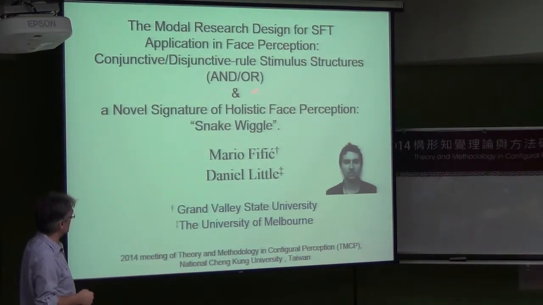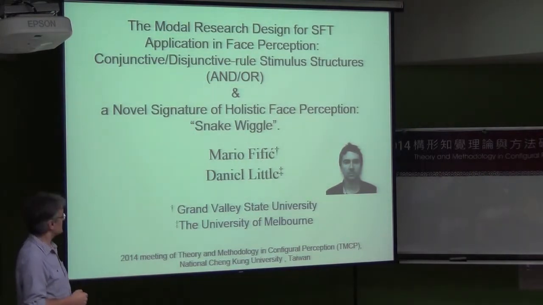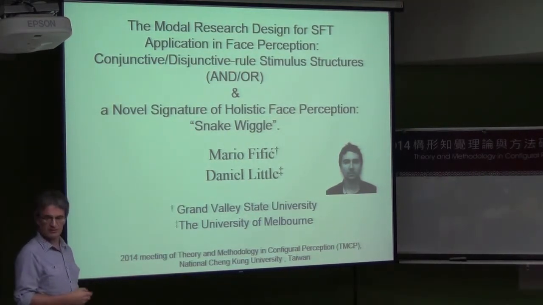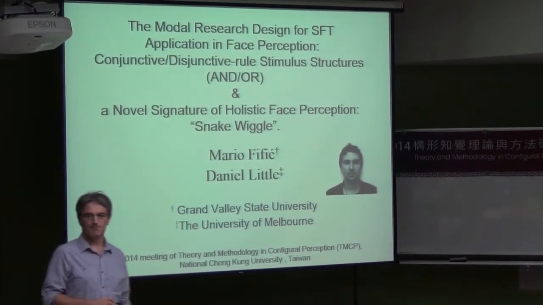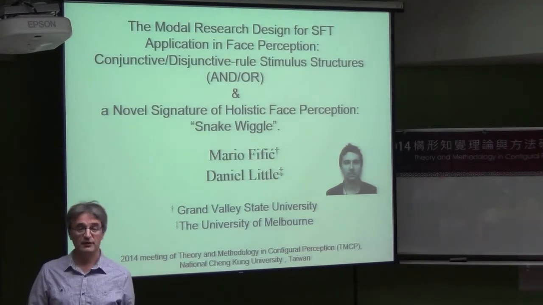One that involves AND and OR decision gates, and we call this disjunctive rules physical structures. I'll do a couple of examples. And after that, we talk about the novel signatures of a holistic or configurable perception.